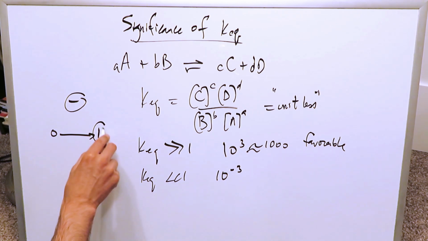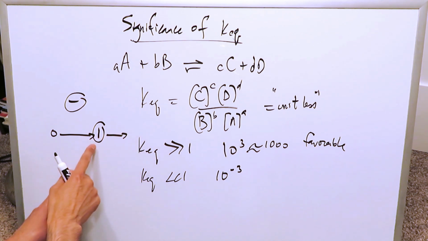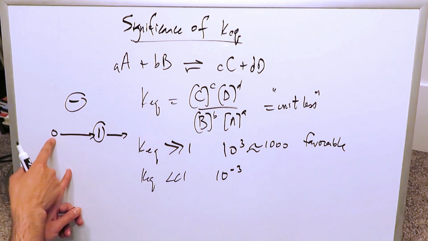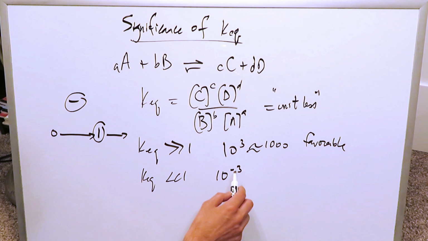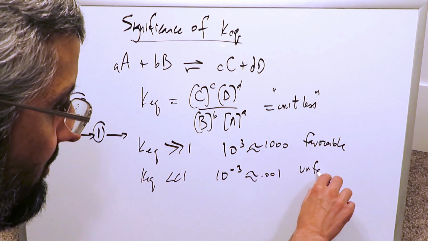But your 1 serves as a cutoff point. Anything significantly larger than 1 is favorable. Anything significantly less than 1 but still larger than 0 is unfavorable. When you're looking at this, here we have 0.001. This right here is unfavorable.